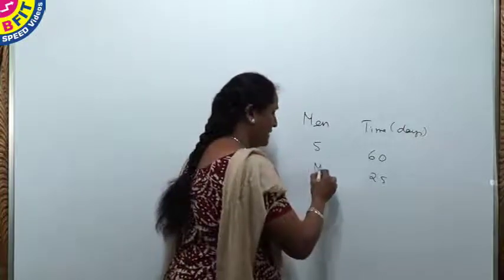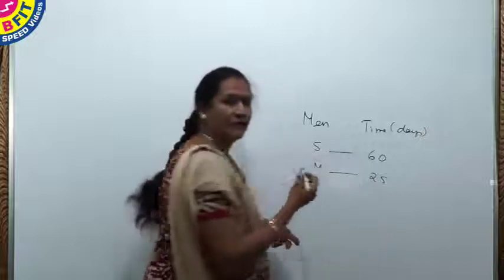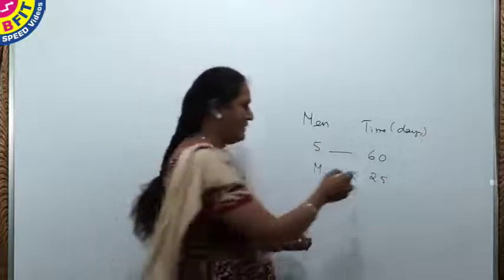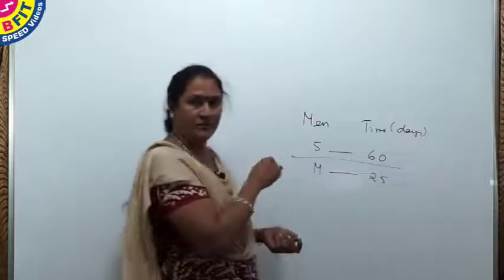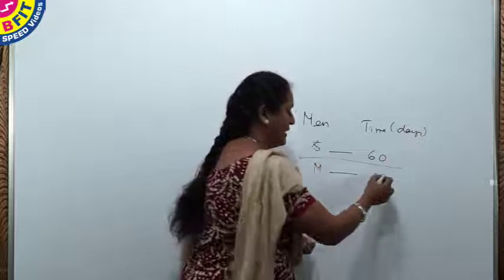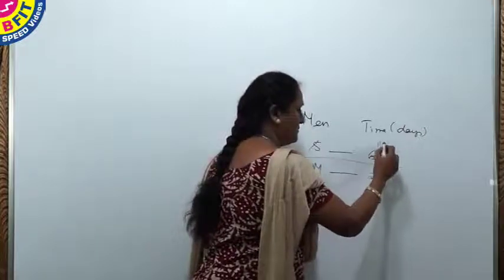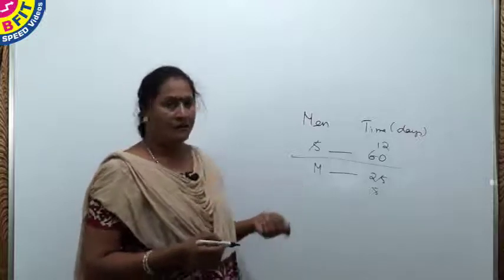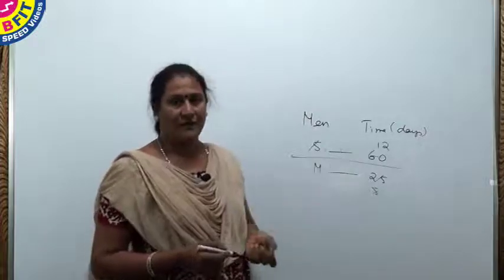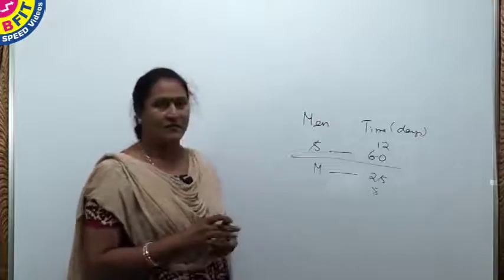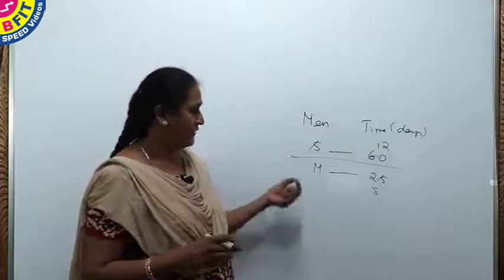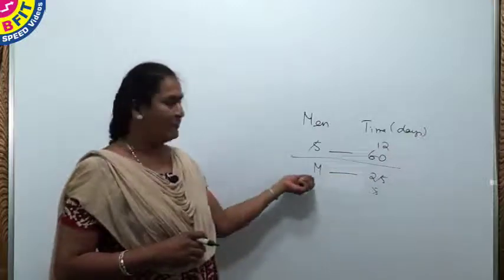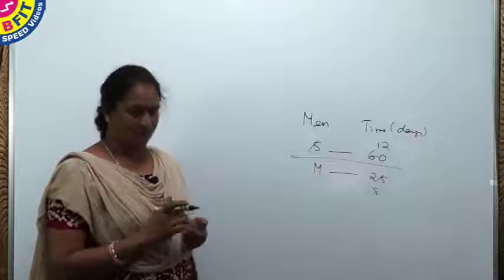So to find the men, the parallel products will be the same. For inverse variation, the parallel products will be the same. Just draw a line in between these rows. We have the common factor 5 and simplifying, 12. So 12 men are needed to complete the work in 25 days. By using the concept of parallel products, we have found that to complete the work in 25 days, we need 12 men to do the same work.